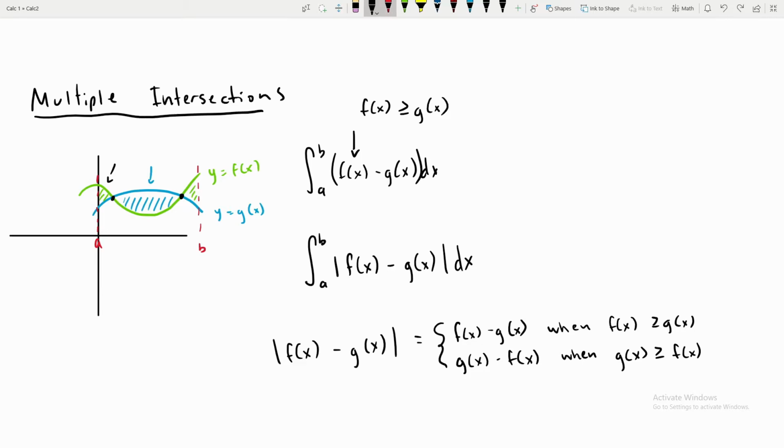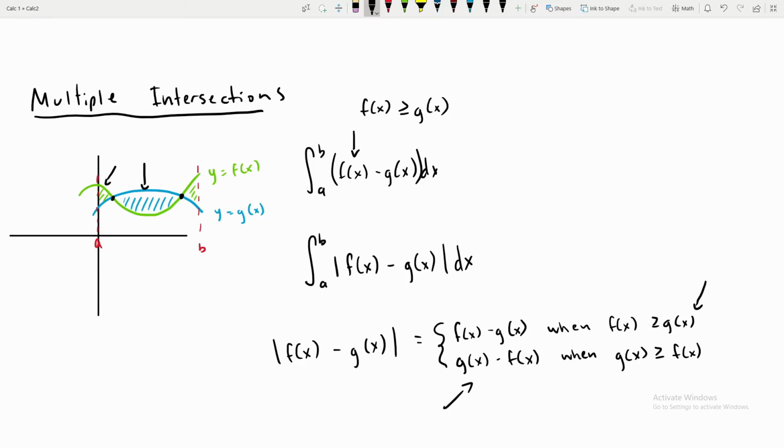So on this interval here, let me erase these pointers first. On this interval here, we can see that y equals f of x is larger. So we are going to use this part of the piecewise function and say that, on this interval, we're just going to calculate f of x minus g of x. However, on this interval right here, we can see that g of x is larger than f of x. So we're going to use the bottom part of the piecewise function.